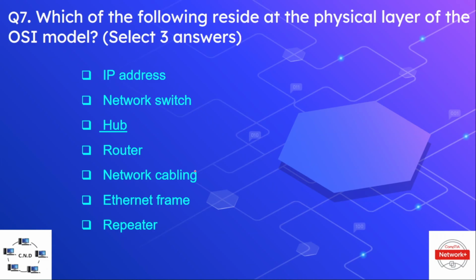Next one is the network cabling. So the network cabling is also part of the physical layer. And the last one is repeater. Repeater also functions at the physical layer.